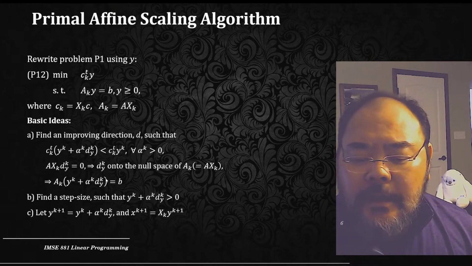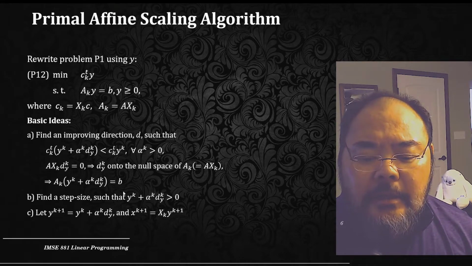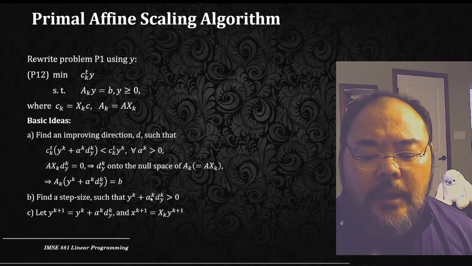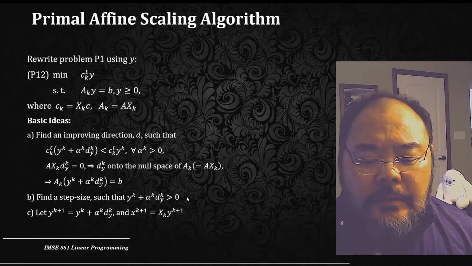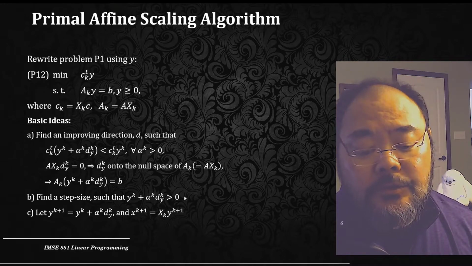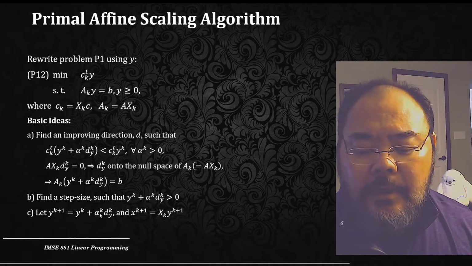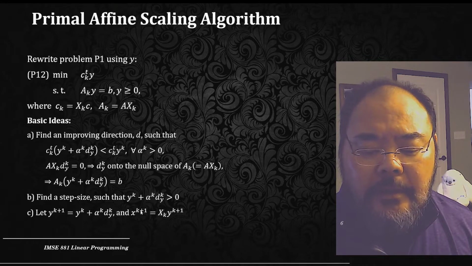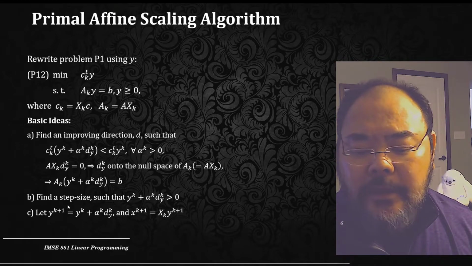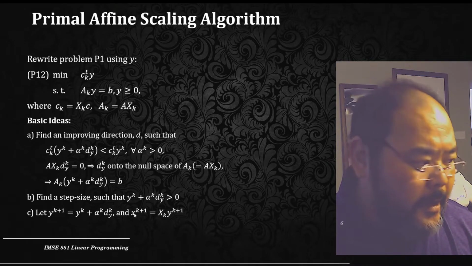All right. Second, we're going to find a proper step size, a step towards dyk, which means the new yk plus 1 equals yk plus alpha k times dyk is still strictly greater than 0. That means it's still in the relative interior of the feasible region, which is still strictly positive. Then we use this to update yk plus 1 equals yk plus alpha k times dyk. And since we can calculate yk plus 1, we can easily inverse transform back to calculate the current solution of x.